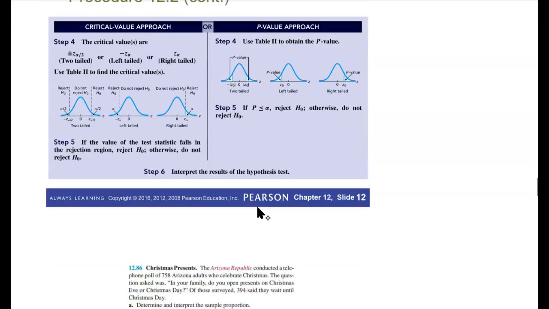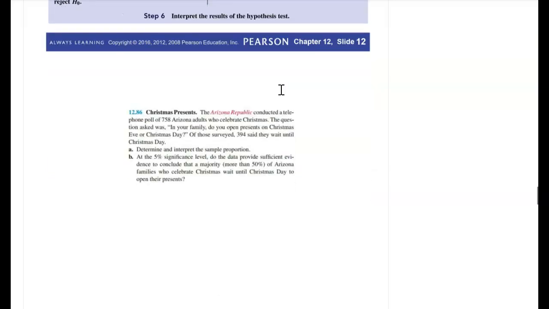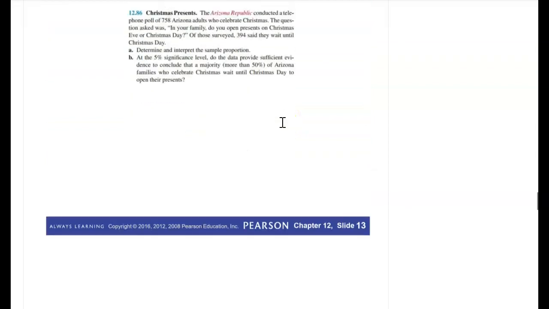So let's go ahead. Finishing the test, just like before, once you get that test statistic, the hypothesis test is going to work exactly like a one mean hypothesis test. You can do either a critical value or a p-value approach. And we'll do both approaches. And of course, don't forget to interpret. We'll do both approaches in this sample problem right here.